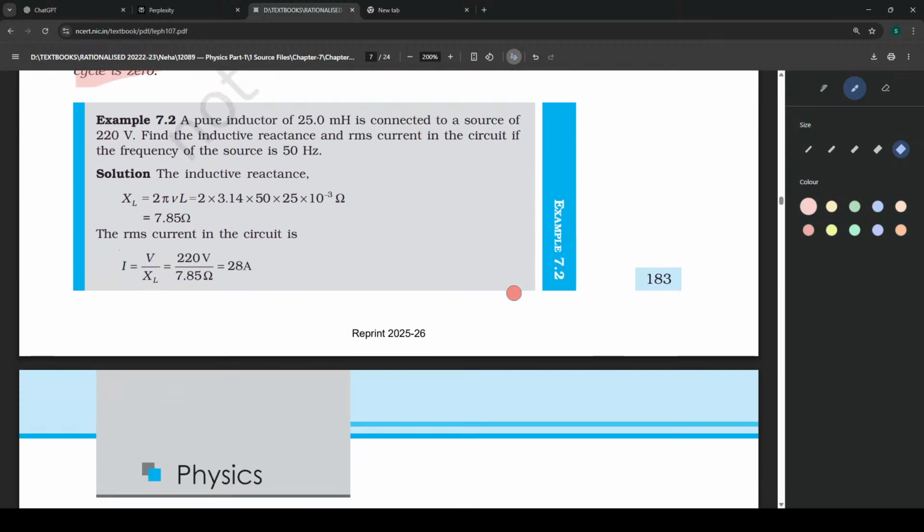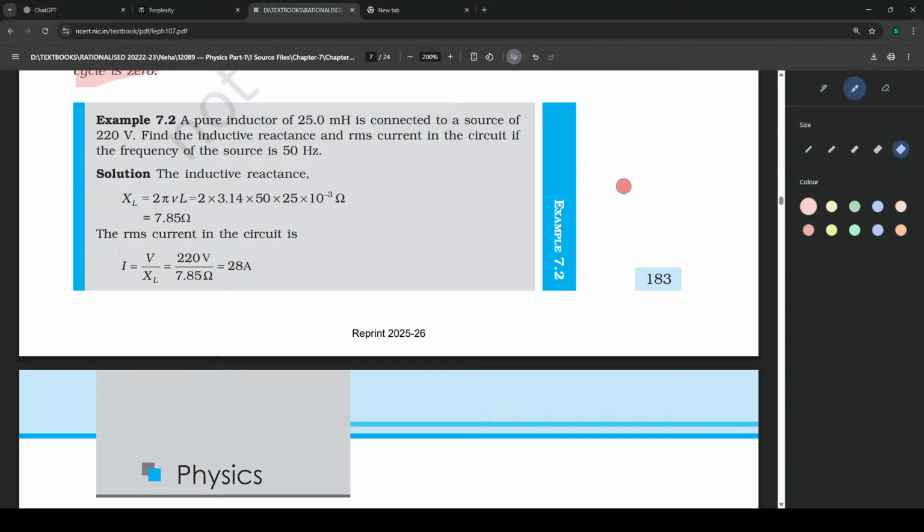Now let's see a small example here. A pure inductor of 25 millihenry is connected to a source of 220 volt, which is the RMS value. Now find the inductive reactance and RMS current in the circuit if the source frequency is 50 hertz. And this 50 hertz is actually a constant value in India. 220 volt, 50 hertz. Even when the question does not mention 50 hertz, sometimes you need to take frequency as 50 hertz.